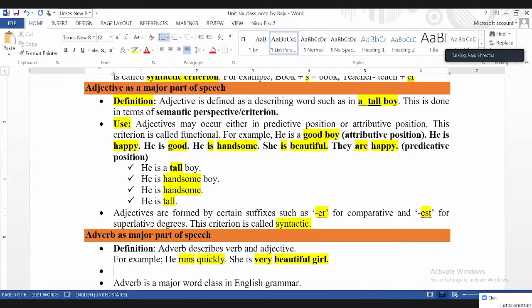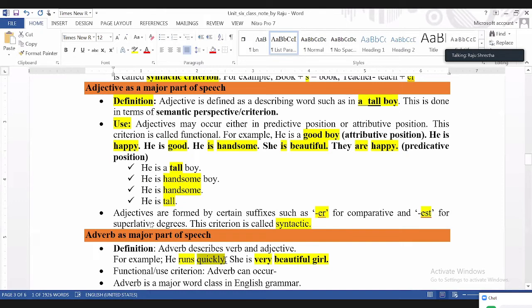Now next, what do we have? Let's look from the functional criterion, or use. Where do adverbs occur? What are the different positions adverbs can occur in a sentence? Adverbs can occur in sentence initial position, sentence middle position, and sentence final position. They can occur in the initial, the middle, and the final. For example, let's look at the sentences above.